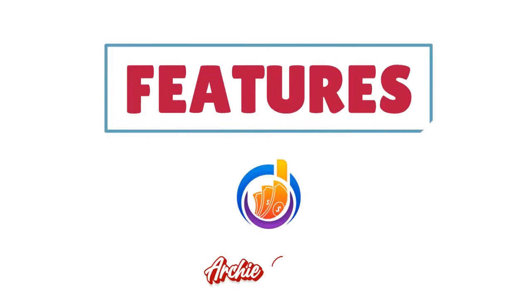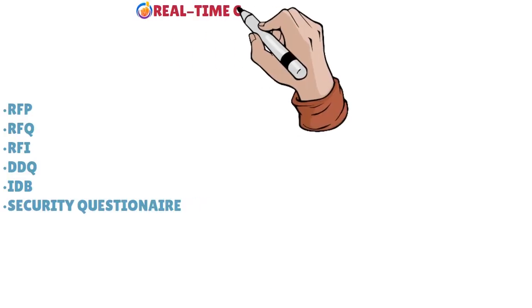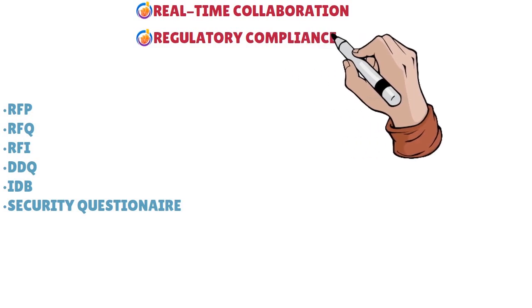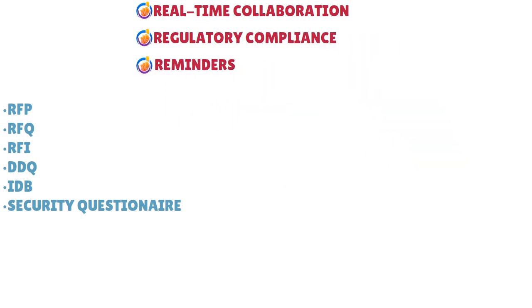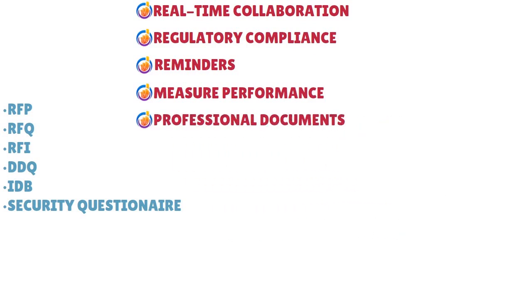So what are the features here? When you think about Qvidian proposal software, what kind of features can you expect to have? Well, you have real-time collaboration, regulatory compliance, reminders, performance measurement, professional documents, among others. Let's go a little more granular.